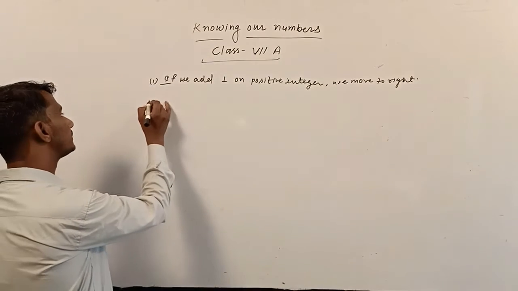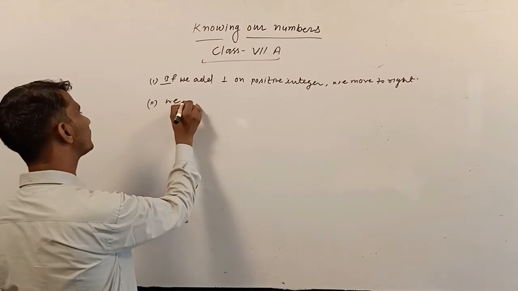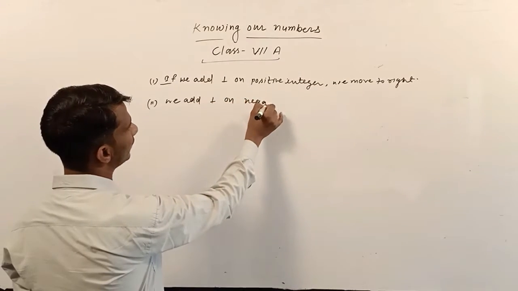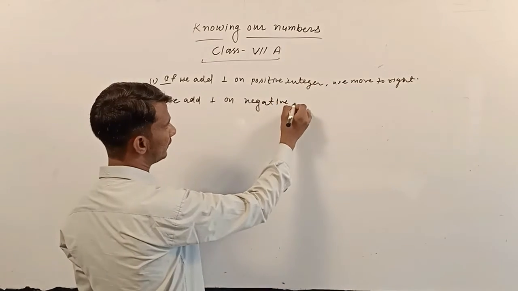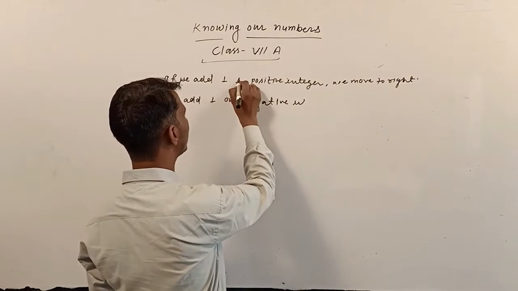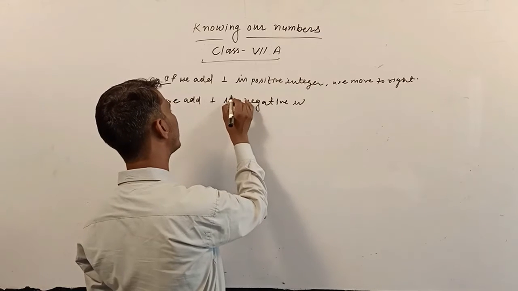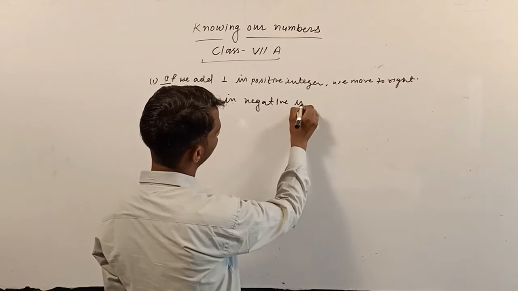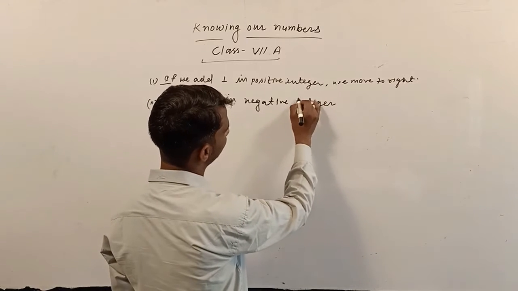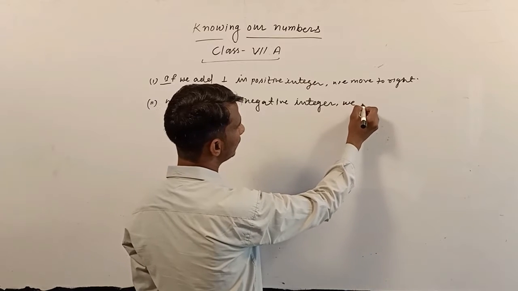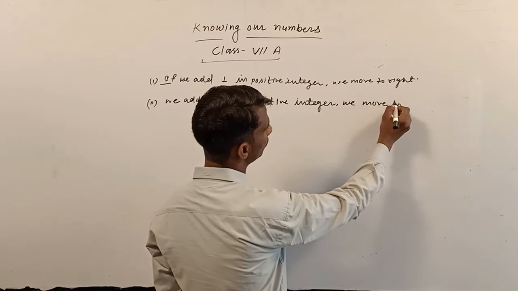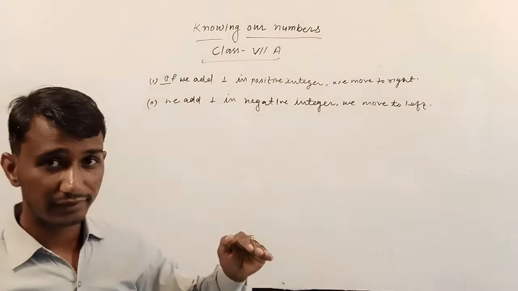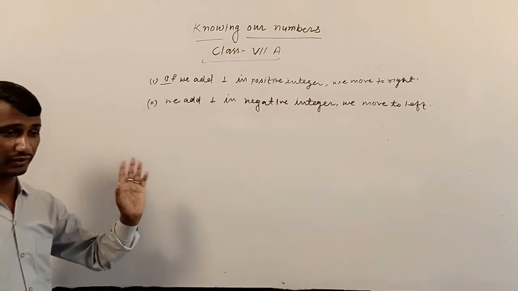Second, if we add 1 to a negative integer, we move to the left. Right and left, these give the direction, right side and left side. Okay.